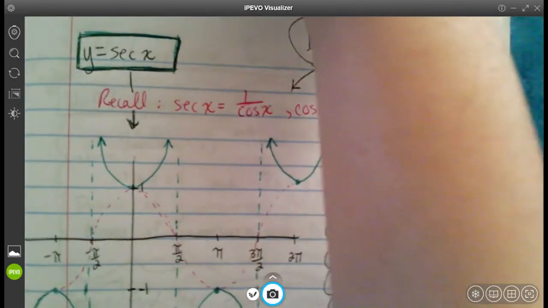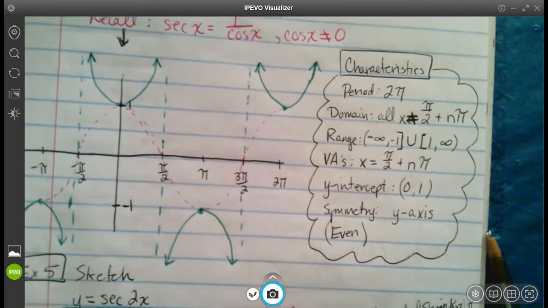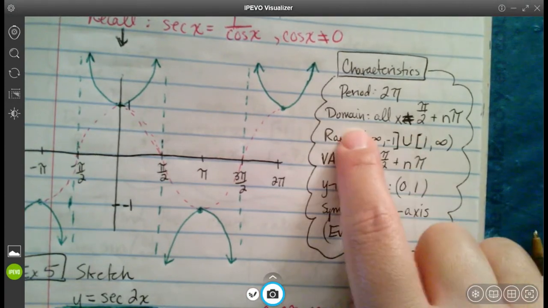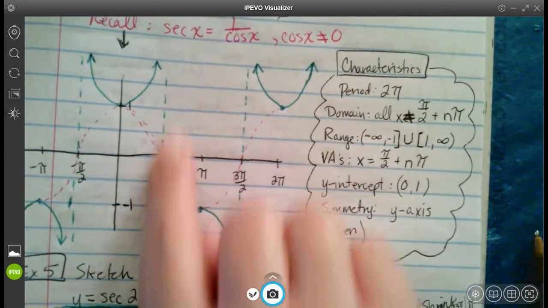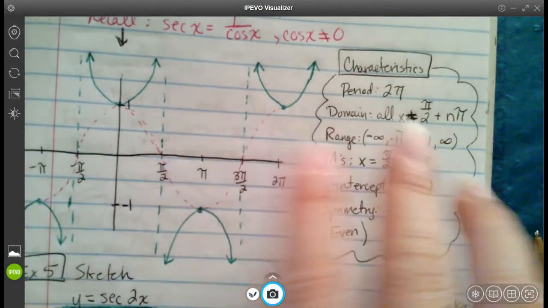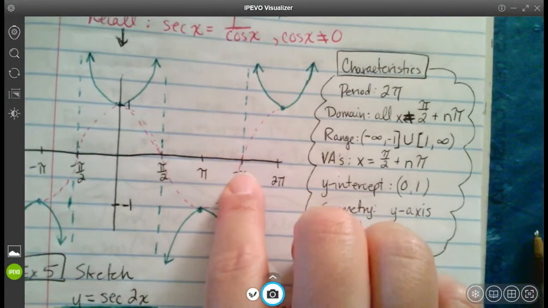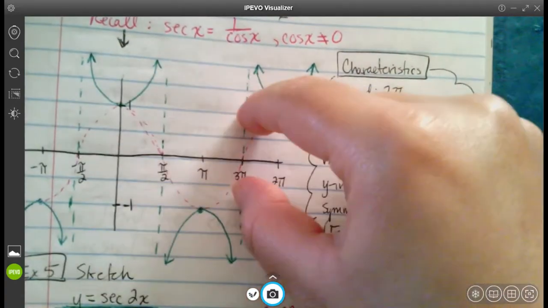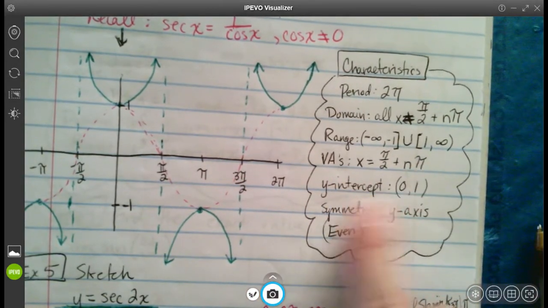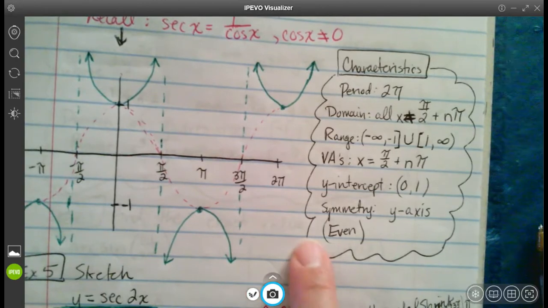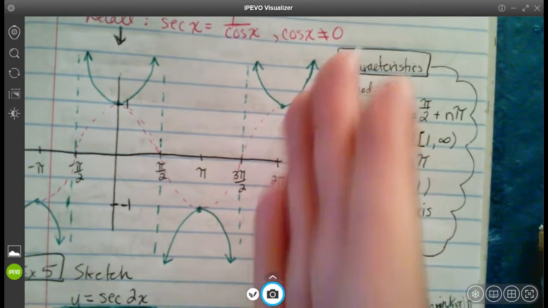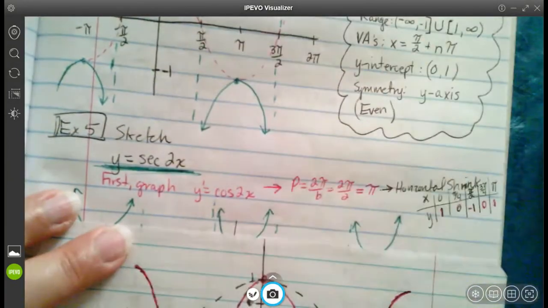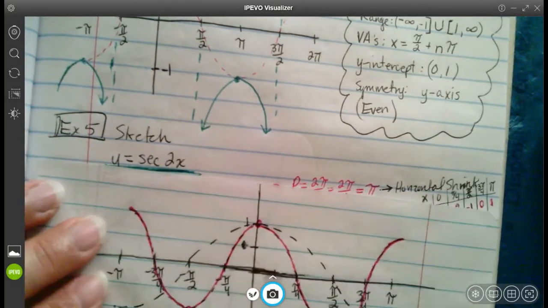It basically works the same way as the one before, except now the graph is shifted over just a little bit. So the period's the same, 2 pi. Our domain is everything except for wherever we have those vertical asymptotes, so every pi halves plus a pi. That's where we had our zeros on cosine. Range is the same as before because, again, this middle section is a taboo area for these reciprocal functions. Intercepts, we have one at (0, 1). And symmetry for this one is going to be even because we have that flip over the y-axis going on.